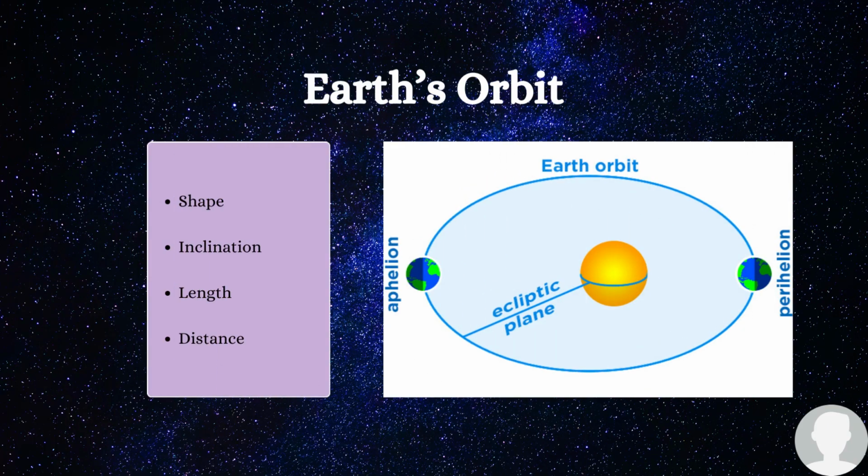Now we will be talking about the Earth's orbit. The Earth's orbit is almost circular compared to the comet's orbit shape, which is an oval ellipse shape. The Earth's orbit has a very low inclination and is close to the ecliptic plane, which is the tilt relative to the plane of the solar system. Earth has a steady length for an orbit. An example is Earth's orbit around the Sun, which is 365 days. The Earth's distance from the Sun remains the same, unlike a comet's, which varies.